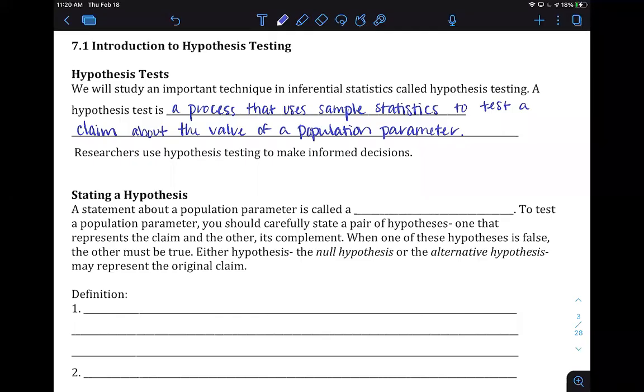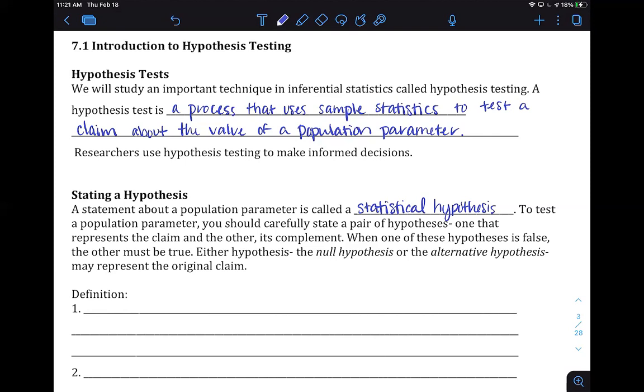Researchers use hypothesis testing to make informed decisions. So when we're stating a hypothesis, a statement about a population parameter is called a statistical hypothesis. To test a population parameter, you should carefully state a pair of hypotheses, one that represents the claim and the other its complement. When one of these hypotheses is false, the other must be true. Either hypothesis, the null hypothesis or the alternative hypothesis, may represent the original claim.